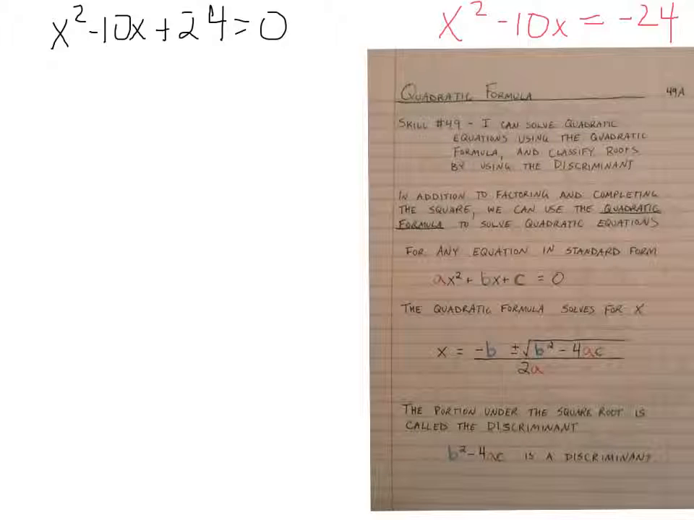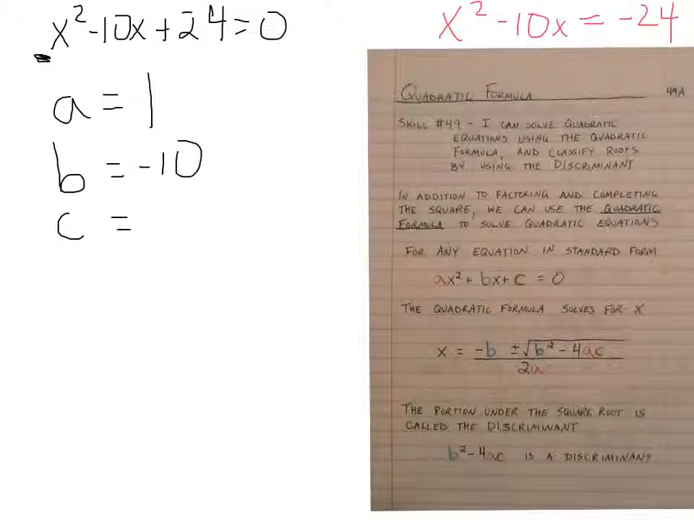The key to carrying out the quadratic formula is identifying the coefficients in front of the variables. In standard form, it's ax squared plus bx plus c. So in our example equation, our a value is equal to 1 because there's an implied 1 in front of the x squared. Our b value is equal to negative 10. And our c value is equal to positive 24.